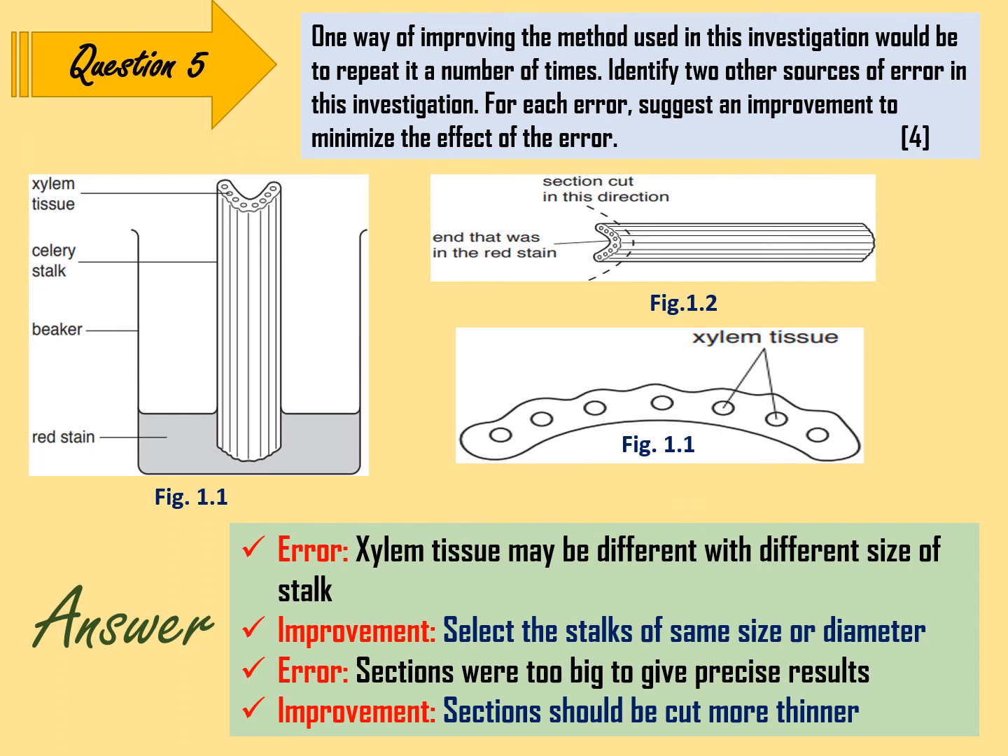So that's the improvement. The second error: the sections were too big to give precise results. The improvement is that the sections should be cut thinner to increase precision in your calculations.